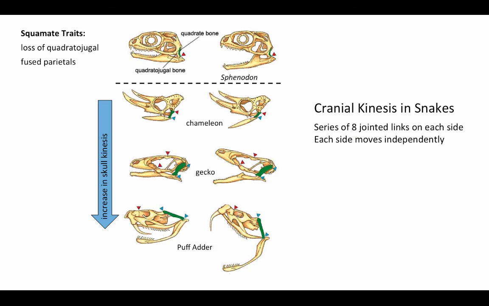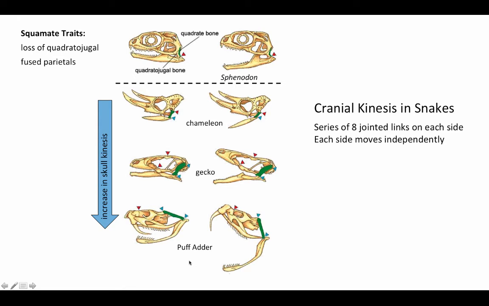So we can see this progression of decrease in those dermatocranial elements and an increase in skull kinesis as we go through different groups of snakes and lizards, starting with the tuatara, which remember is outside that group. Chameleons have some cranial kinesis, but you start to see more and more as you get into things like the gecko, and very high cranial mobility in snakes.